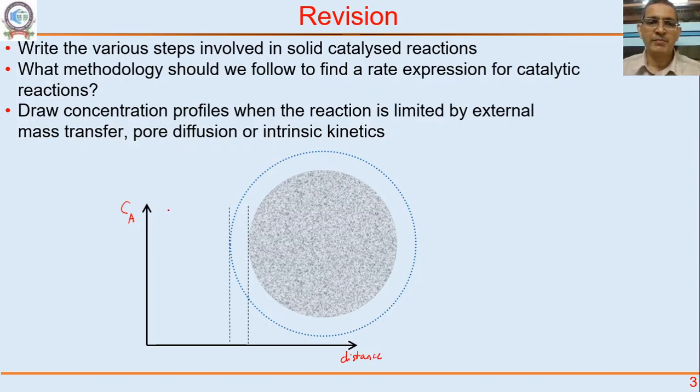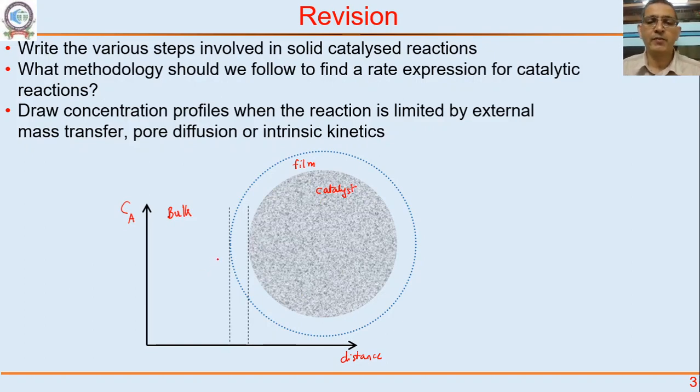This is our gas bulk or fluid bulk. All this mass transfer is situated, we are assuming film theory. So all that mass transfer resistance is concentrated in this liquid film or a fluid film. If it's a gas reaction, it's a gas film. And then there is porous catalyst here. I want you to draw concentration profiles.